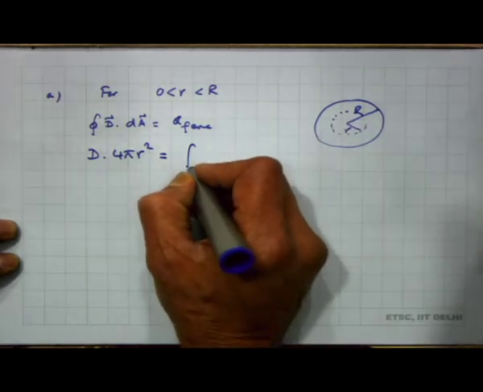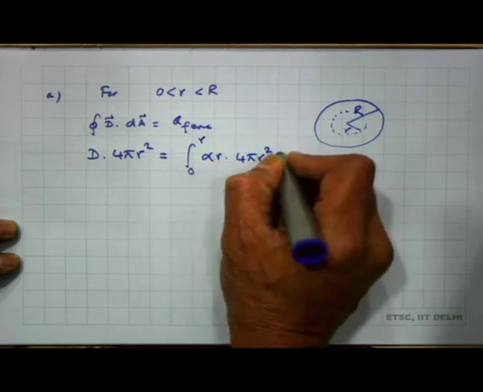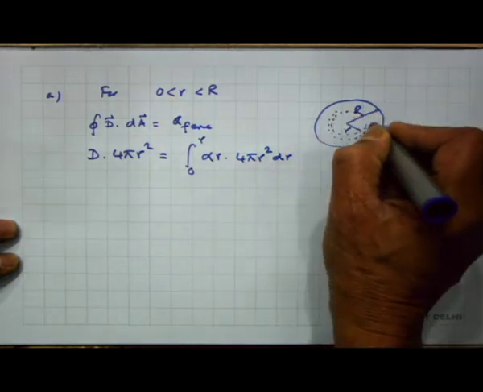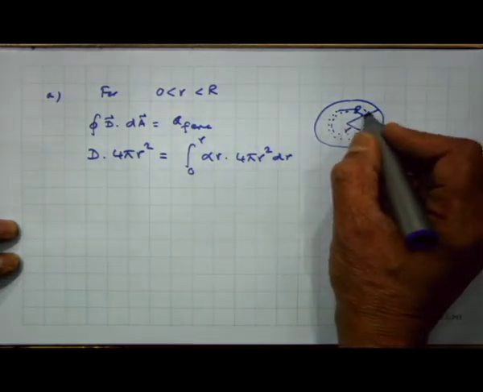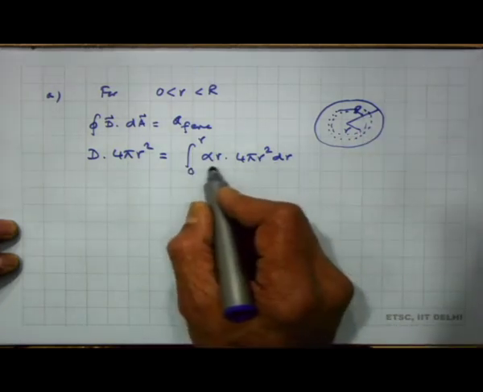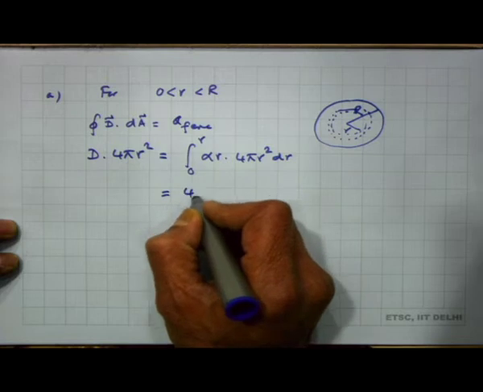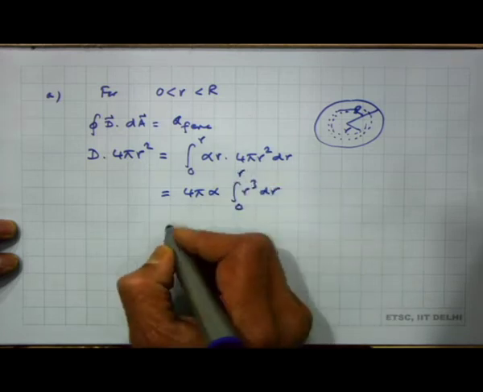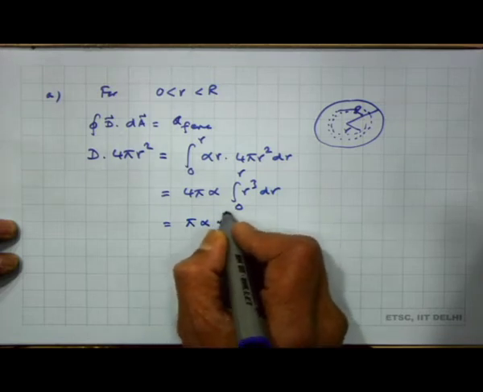So, this will be integral from 0 to r of alpha r into 4 pi r squared dr. So, 4 pi r squared dr is the elemental volume lying between a radius small r and a radius small r plus small dr. That spherical shell will contain a charge equal to the volume multiplied by the charge density, and if I integrate this I will get all the charge lying between 0 and r. So, this is nothing but 4 pi alpha integral r cubed dr from 0 to r, which is equal to pi alpha r to the power 4.